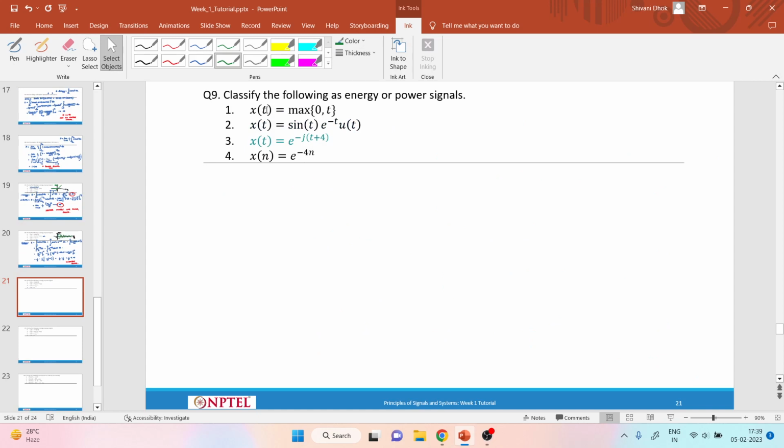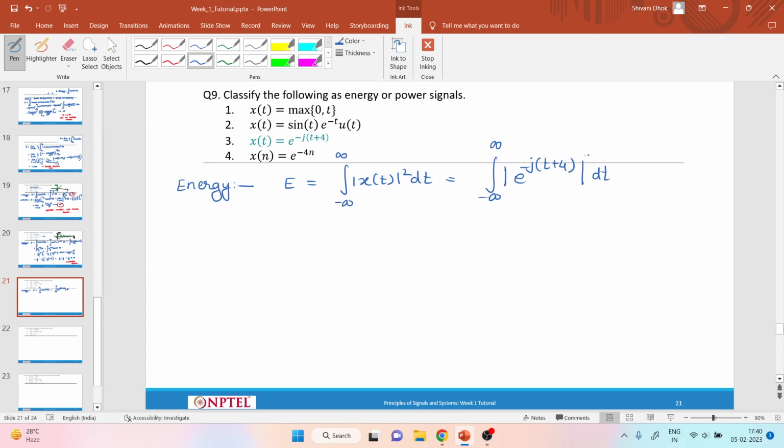Let us look at the next signal, and this is x of t equal to e power minus j times t plus 4. So let us look at its energy. Its energy will be the integral from minus infinity to infinity of mod of x of t square dt, that is, the integral of mod of e power minus j times t plus 4, whole square, dt.